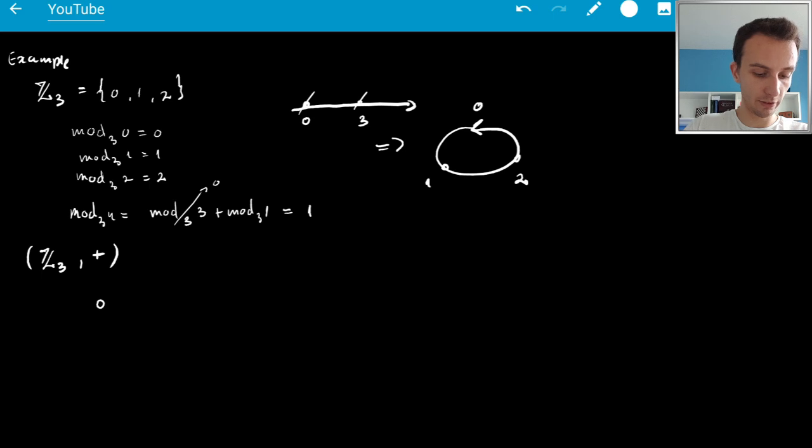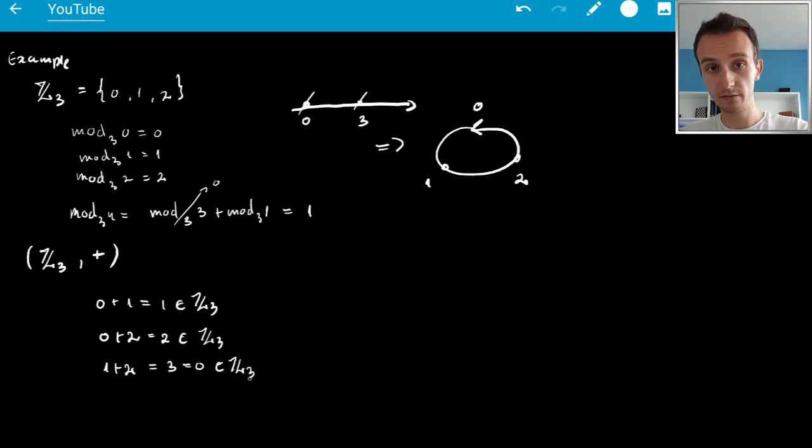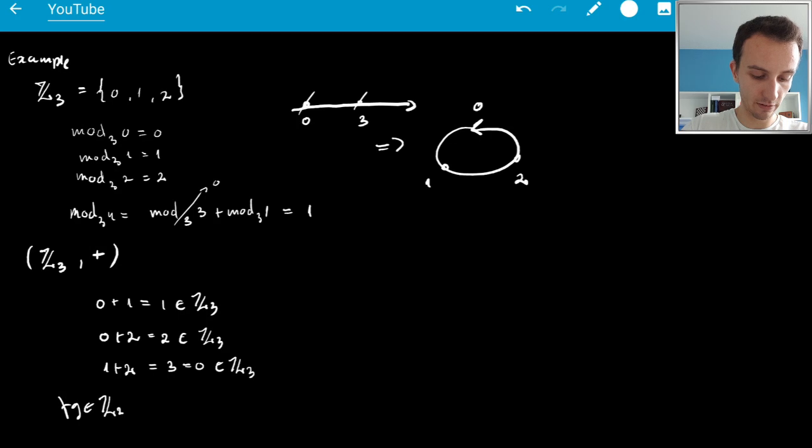You get a group such that 0 plus 1 is 1, it's in Z3. 0 plus 2 is 2, it's in Z3. 1 plus 1 is 2. 1 plus 2 is 3, which is 0, which is in Z3. You see what I mean, mod 3. And so on. There is an inverse. So for all g in Z3, there exists an inverse.